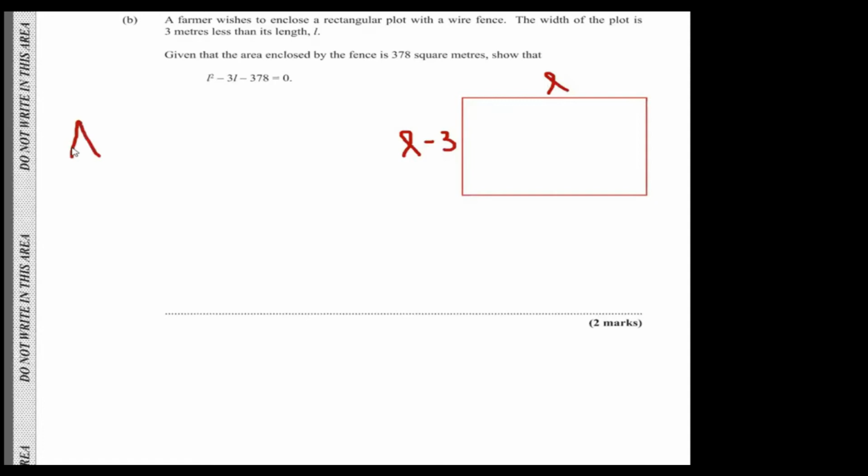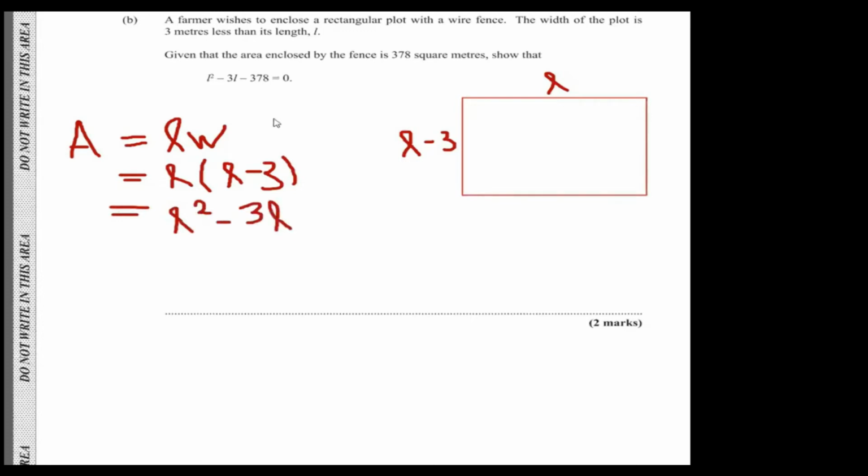So now the length is L and the width is L minus 3. And so the area is length times width. Remember, area is length times width. That's how you find the area of a rectangle. If you expand this, you're going to say that the area of the rectangle is L squared minus 3L. But they told us that the area is 378 square meters. So the area is 378.